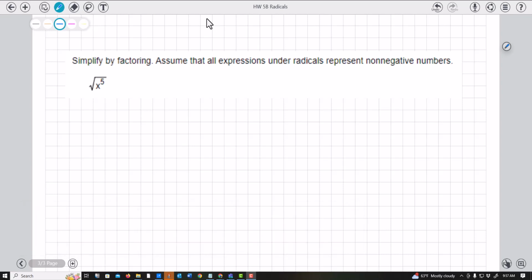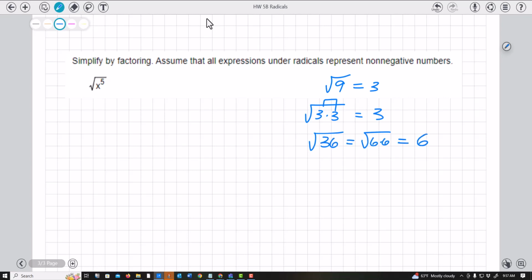So the square root means, think of things like the square root of 9 is 3. And why? Because 3 times 3 gives me 9, and you have 2 of these and 1 comes out. Just like the square root of 36 is 6 times 6. So because there's 2 of them, you pull that 1 out.